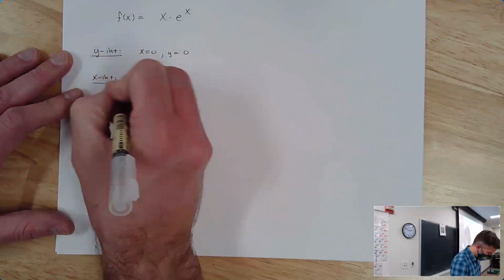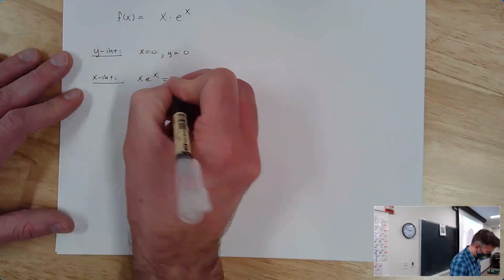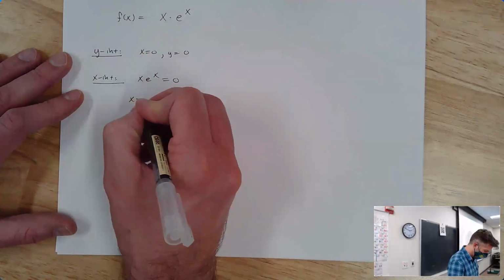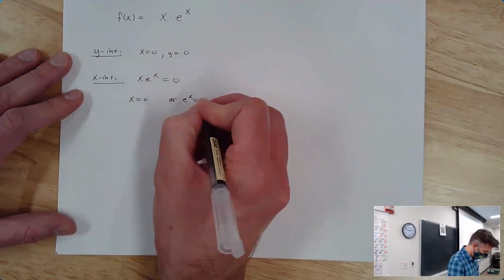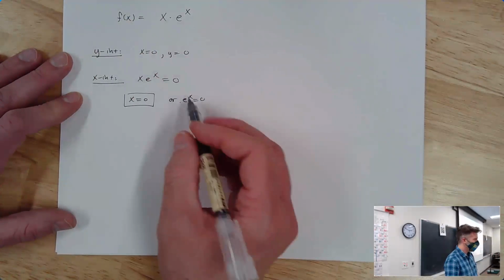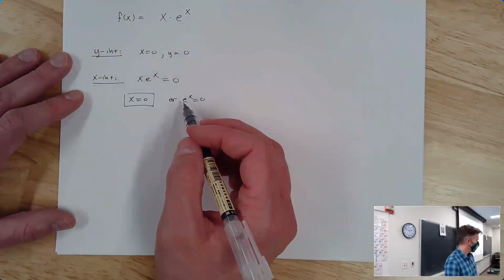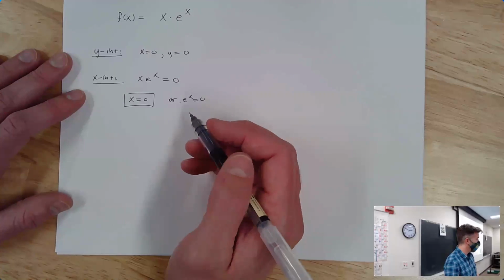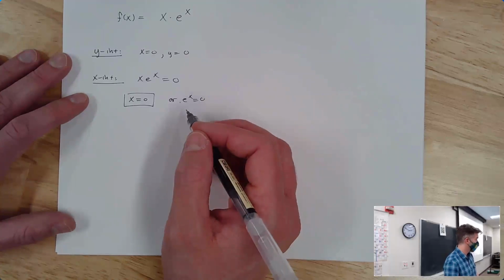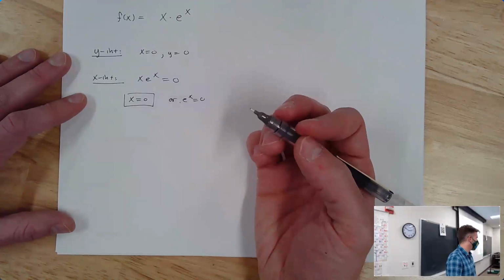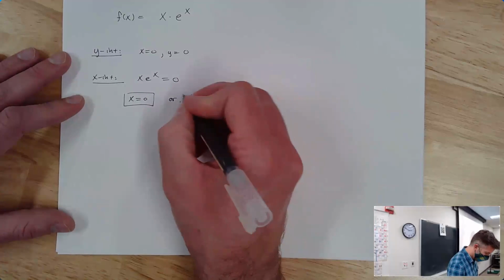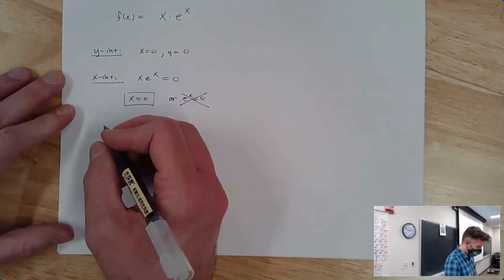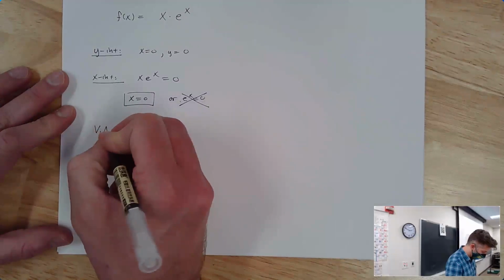X-intercept: if we set this equal to 0, how many x-intercepts do we get? Well, we set each factor equal to 0. We definitely get x equal to 0. What about e to the x equal to 0? Does it have any solutions? No, it doesn't, because the graph of e to the x is always above the x-axis. Or you can take the natural log of both sides, and you can't take the natural log of 0. So we only got 1 point so far. It's not a lot, but we'll work with it. Vertical asymptotes, there certainly aren't any.